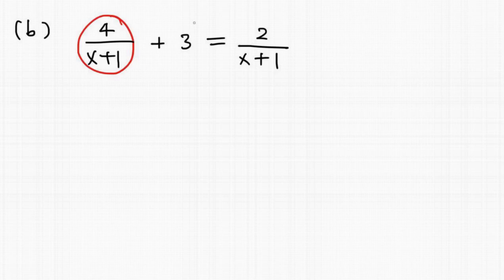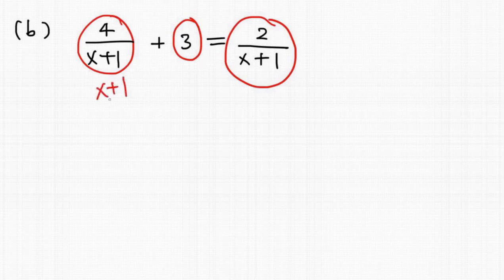There are three terms, two terms on the left and one term on the right. We're going to multiply every term by the denominator x plus 1. Because x plus 1 consists of two terms, when you multiply this, we have to multiply everything, so we have to surround them by parentheses: x plus 1, x plus 1, x plus 1.